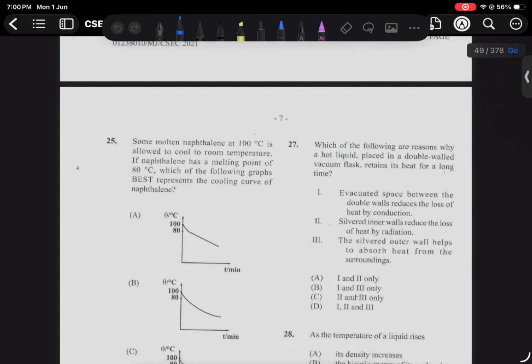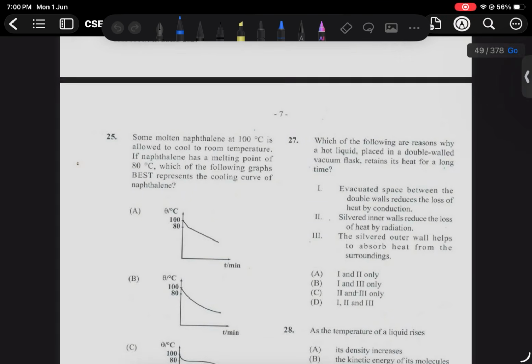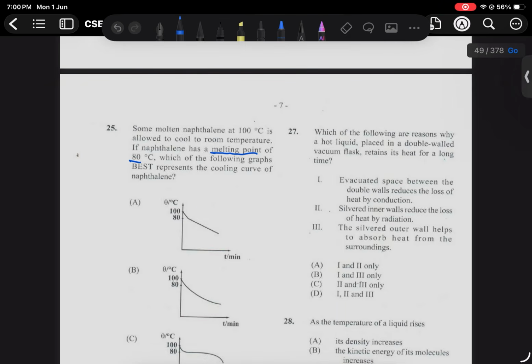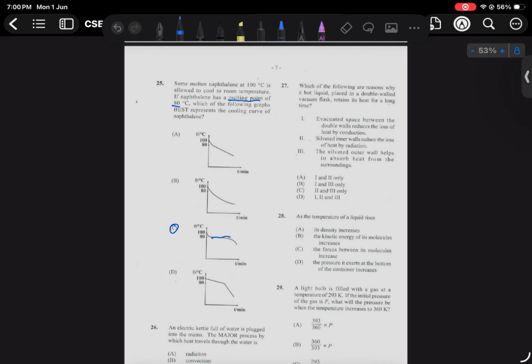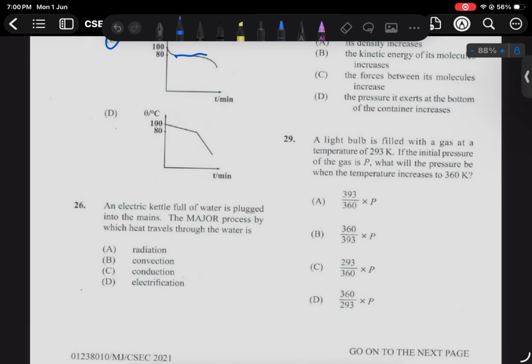Okay, this is also a repeat question. So the melting point is the point at which it is changing state and there is no change in temperature. So you see that right here. So we see an electrical kettle of water is plugged into the mains. The major process by which heat travels through the water is convection.